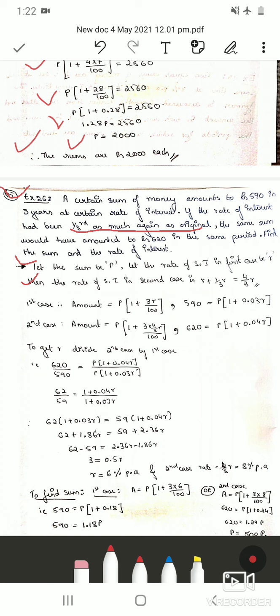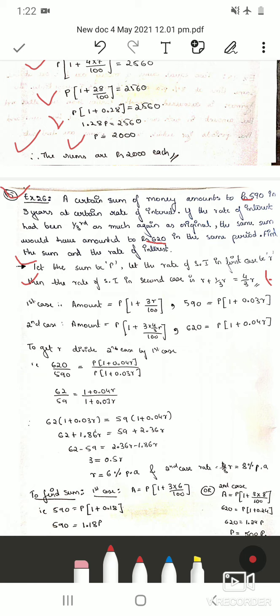Here they have given the rate of interest is increased, so you can see even the amount is increased. From 590 you have got 620 rupees, because the rate of interest is increased. You are keeping the period same, the sum same, but the amount is increasing because the rate of interest is also increasing. So here in the second case, the rate of interest will be 4 by 3R.